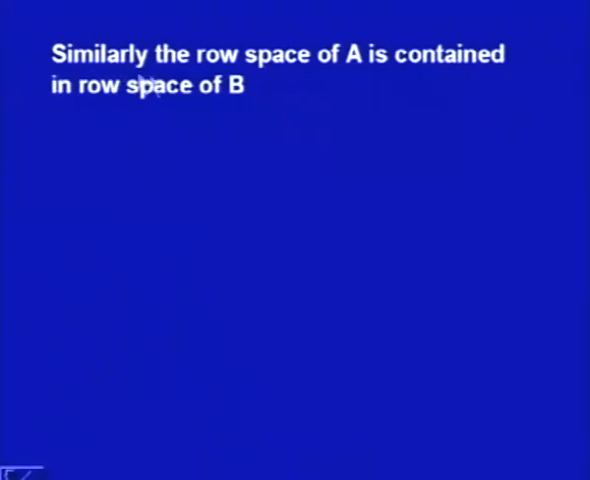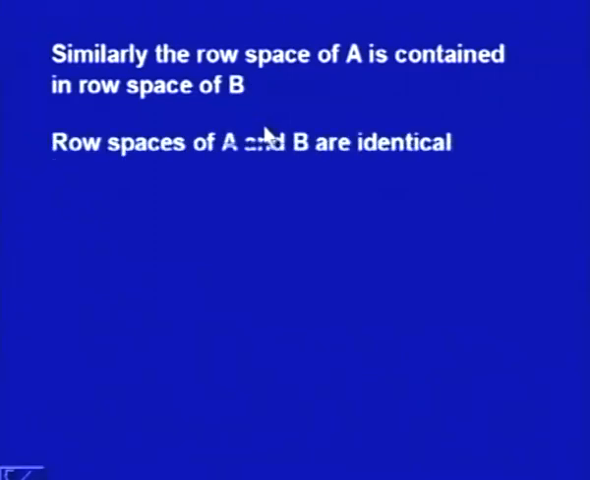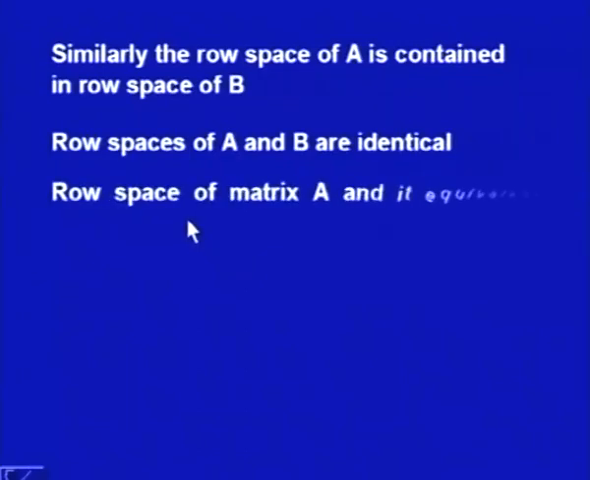Now, we say that the row space of A is contained in the row space of B. The same way we can prove this, the way we have done for the other part, and since the row space of A is contained in that of B and that of B is contained in that of A, the row spaces of A and B are identical. So, that is the result.